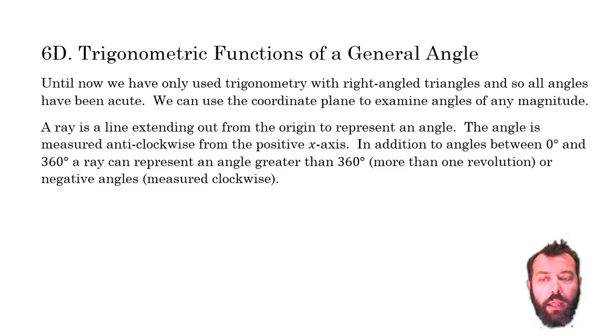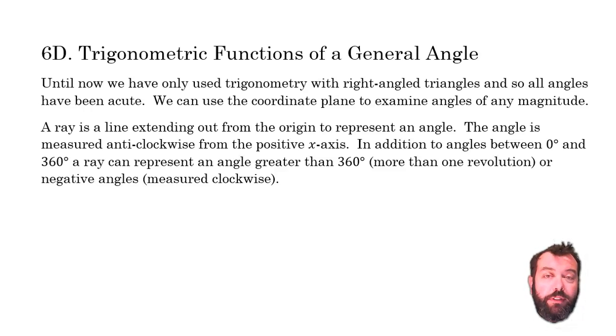Now, we're going to talk about a ray being a line extending out from the origin on a number plane to represent an angle. So if I'm asked to represent an angle such as 400 degrees on a number plane, then I do that with a ray, a line with an arrow at the end coming from the origin. Of course, I don't have 400 degrees on a plane surface, so, as I said, I can add or subtract any multiple of 360 degrees.